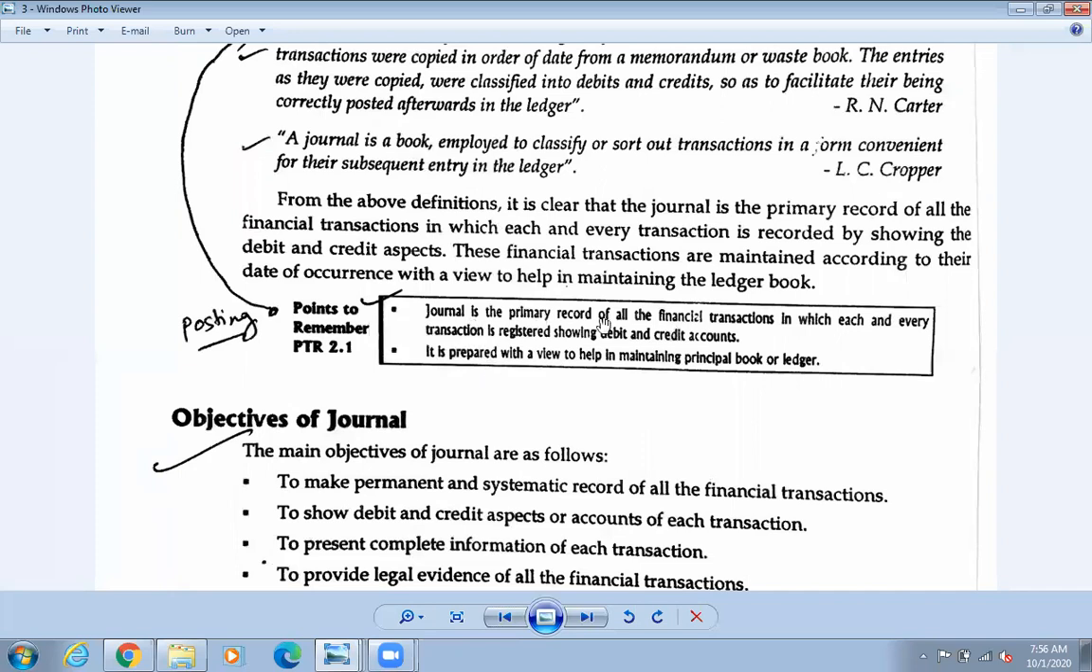Okay, so journal is a primary record of all the financial transactions in which each and every transaction is registered showing debit and credit accounts. Okay, so your double entry system. Okay, so double entry system means you need to record as debit and credit. Okay, so के आउँदैछ, के जाँदैछ, के खर्च हुँदैछ, के नाफा हुँदैछ, everything you need to record in both the entry system. अब यो debit or credit कसरी entry गर्ने त? So that we are going to learn after few days. Okay, so let us learn the definition first, then we will go to the journal entries.